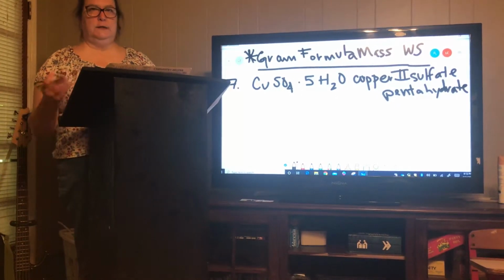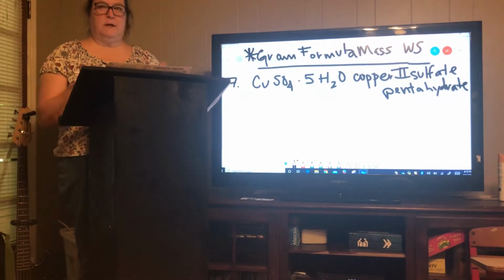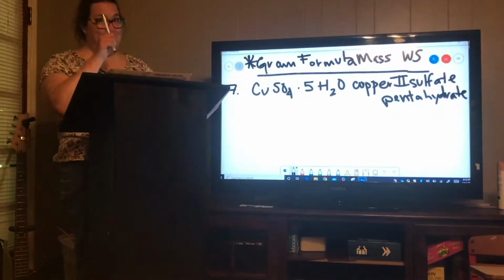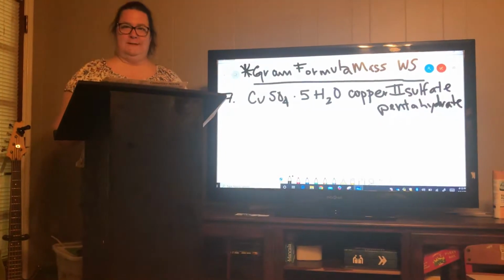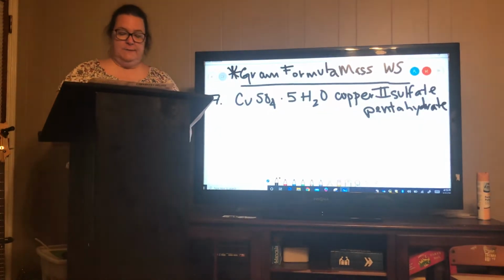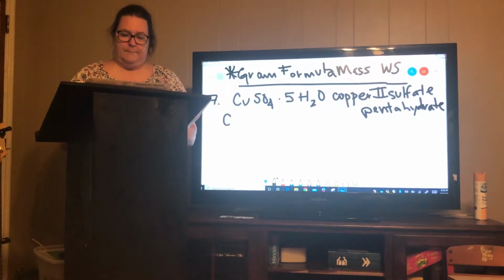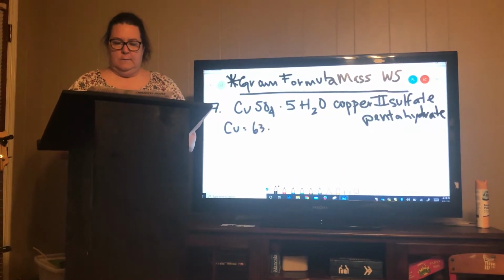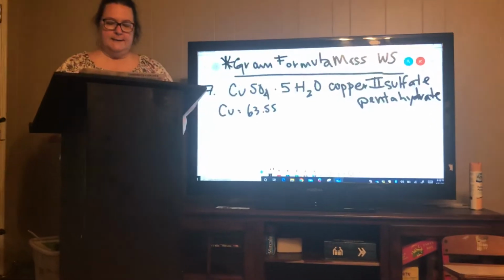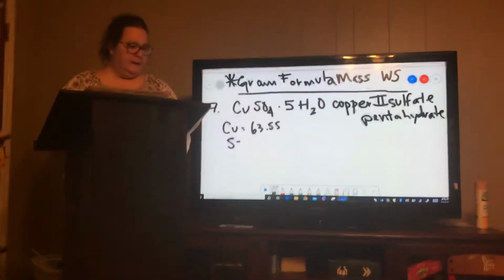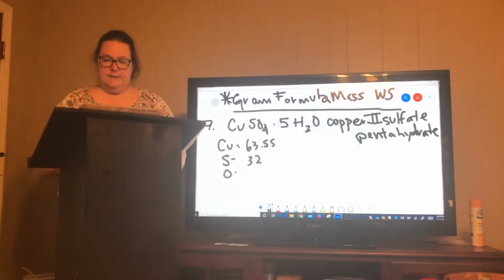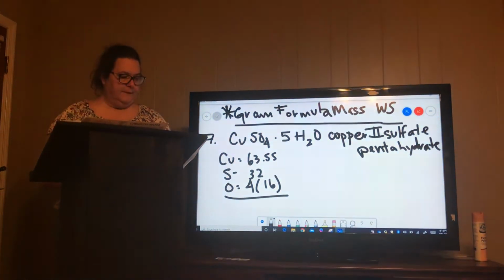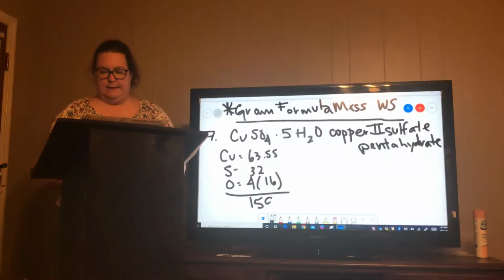Think of hydration: you're drinking water, water molecules. And it's penta because, for those of you that need to remember your Greek prefixes, 5 is penta. So the first thing I do when I'm looking for this mass is I go copper, and looking on the periodic table, it is 63.55. Sulfur is 32, and oxygen, I have 4 of those, and that's 16. So the copper sulfate together is 159 grams.